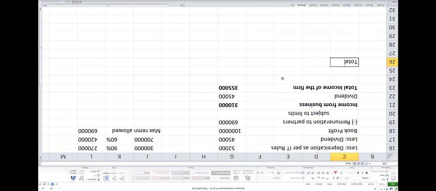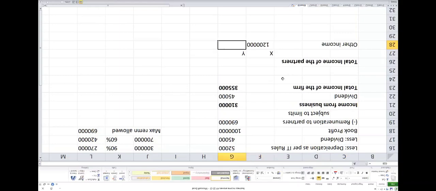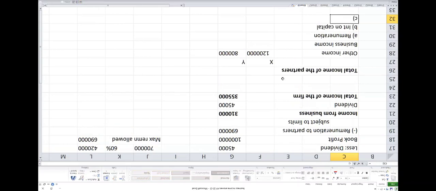Now another question is asked: the total income of the partners. Who are the two partners? X and Y. First, they have other income. Apart from being partners, they have personal income: X has 12 lakhs and Y has 8 lakhs. Apart from that, business income: they are partners in a firm, and from it they get remuneration, interest on capital and share of profit.